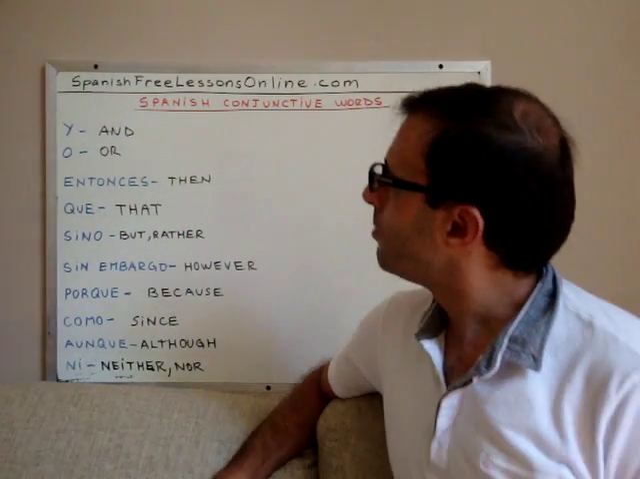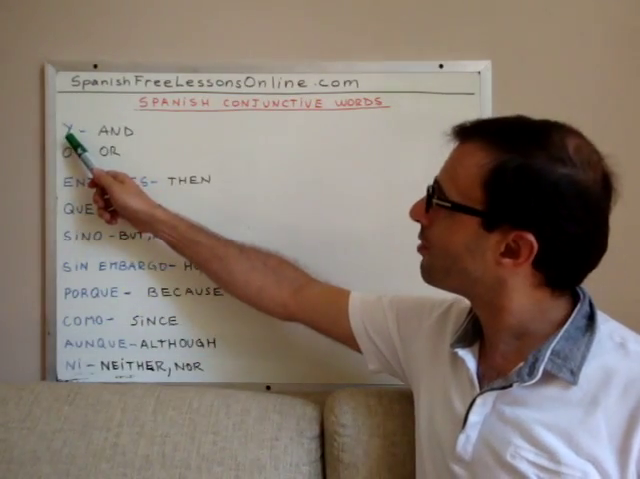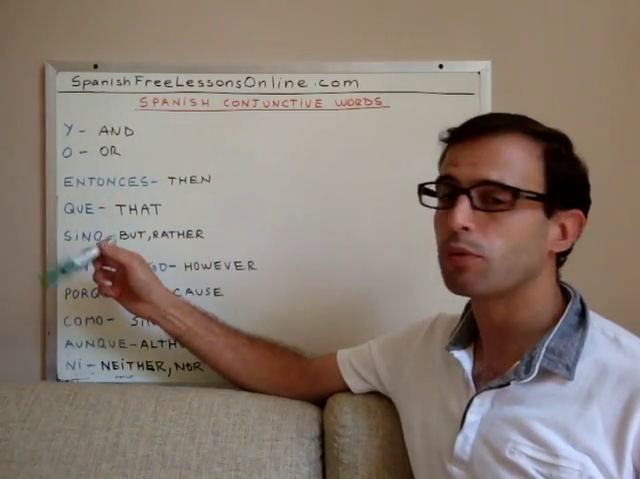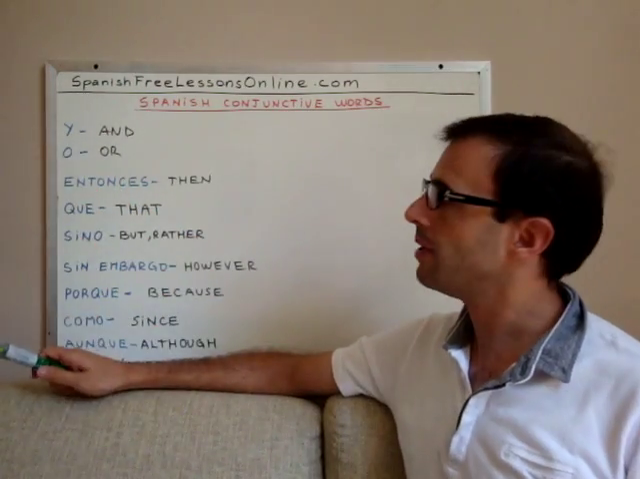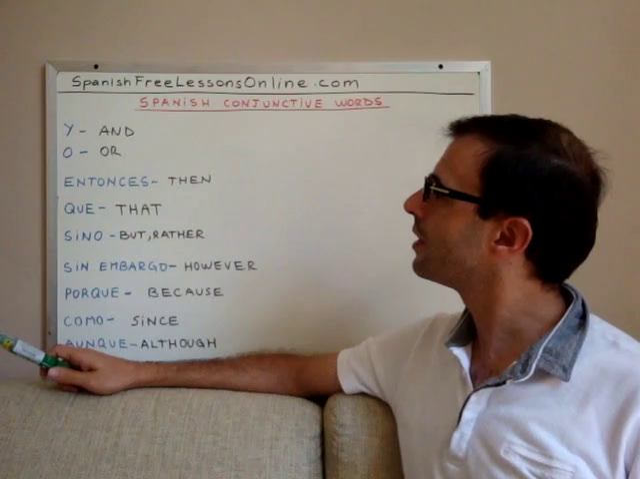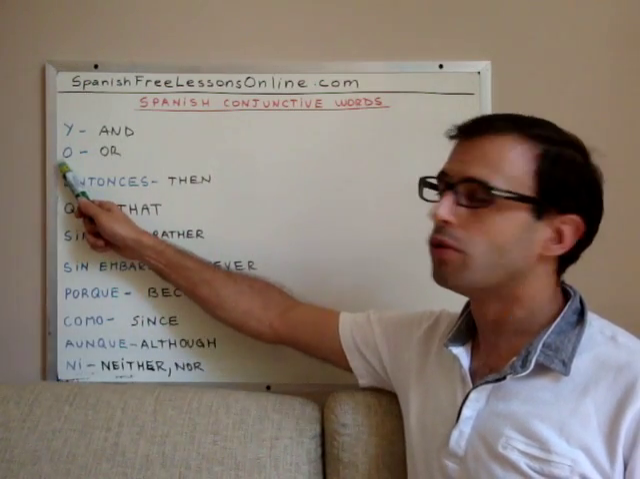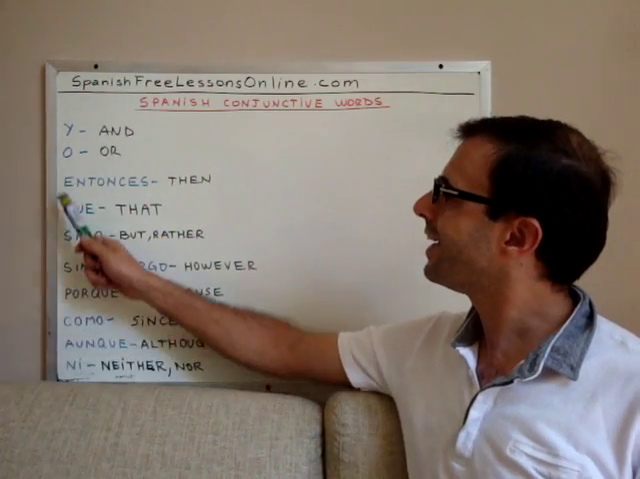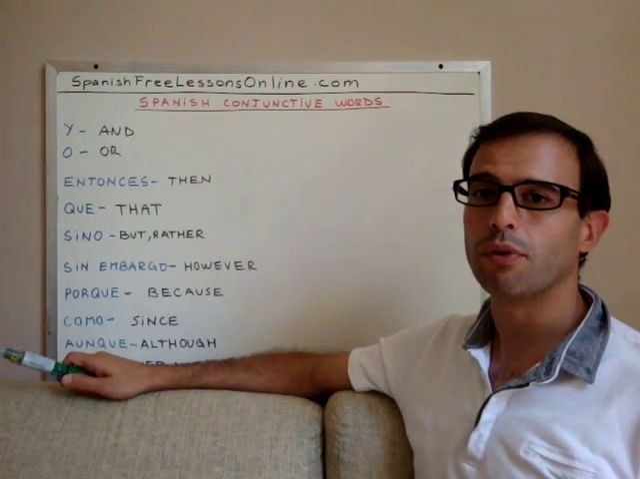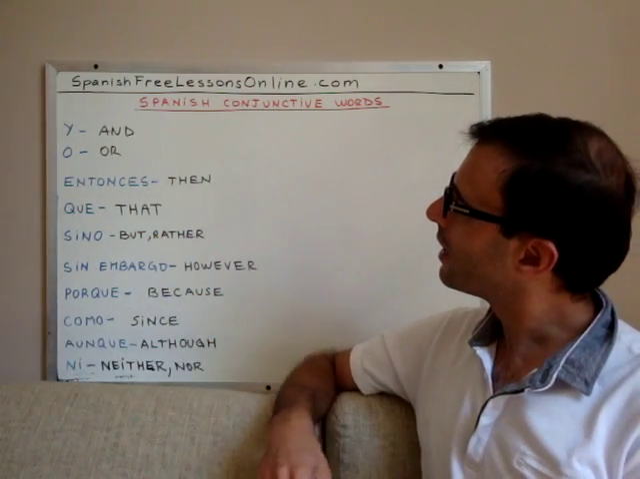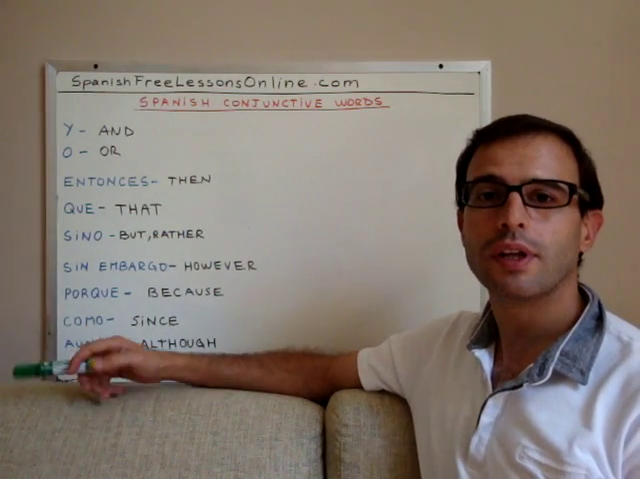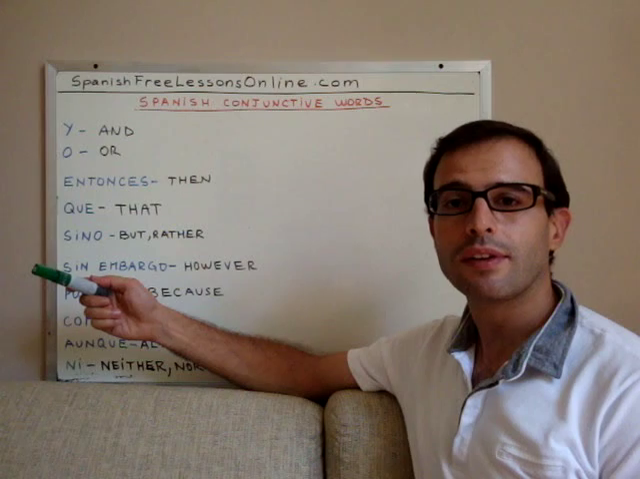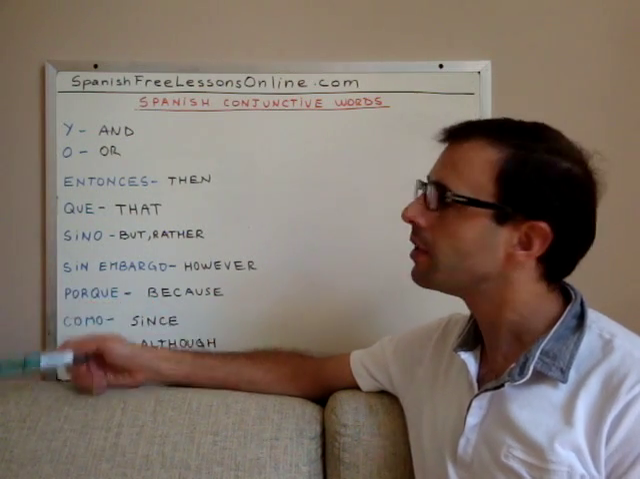So let's begin. The first one we'll learn is the one you already know, and, letter Y. Then we have O for or, entonces for then, que for that. For example, he said that he will not come.